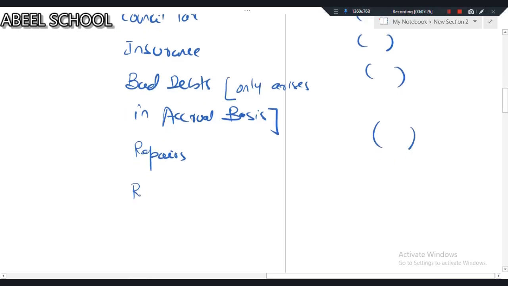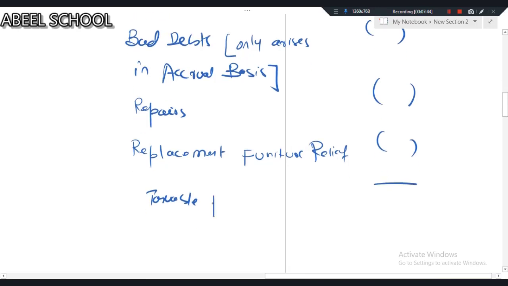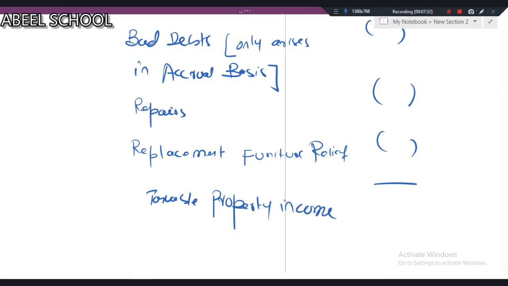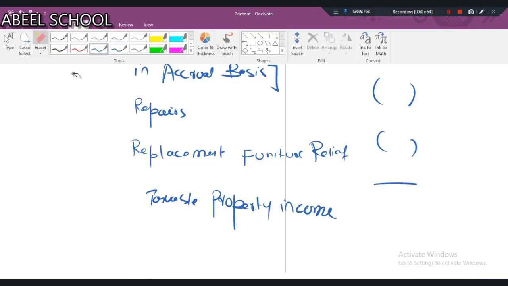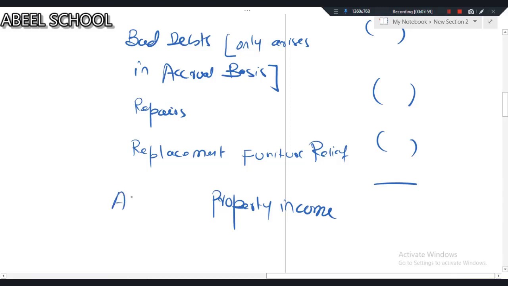Then there is another very important concept, replacement furniture relief, which I need to explain. Let's say you will be getting taxable property income, or you can say assessable property income, so that you should not get confused with the word taxable. Sometimes students get confused with this. Here comes your assessable property income.